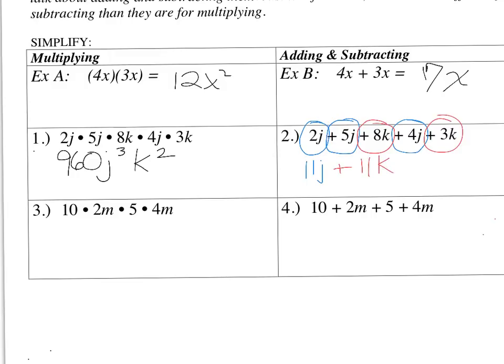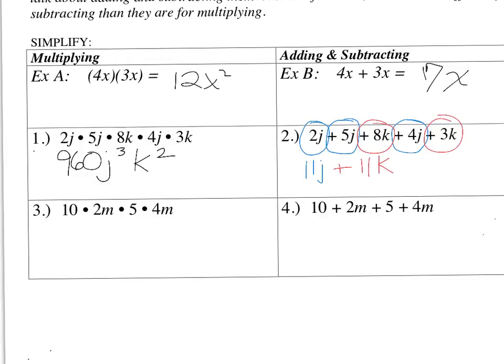So if you can picture that there's 11 jaguars at the zoo and 11 kangaroos at the zoo, they don't join together to become like jagaroos. They're just jaguars and kangaroos. So we can't combine these two terms any further because they're not like terms. They're unlike terms. The final answer is 11j plus 11k.